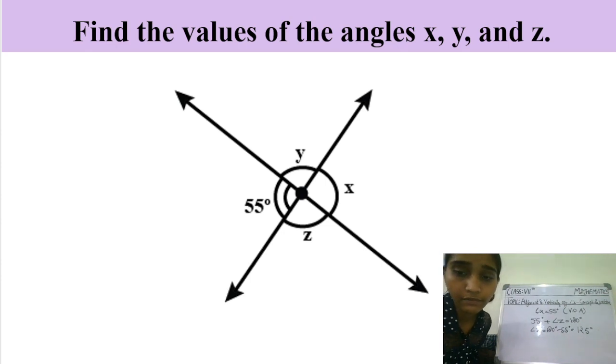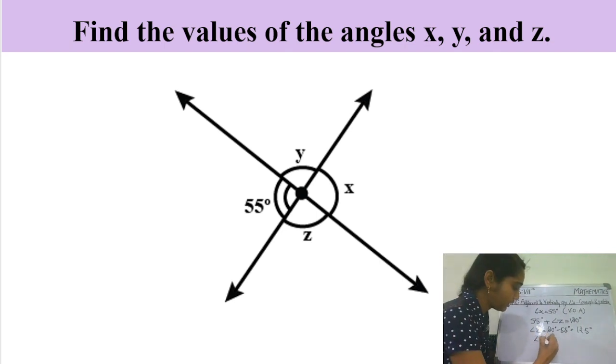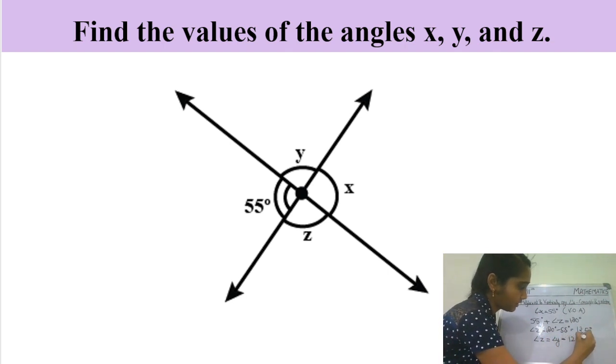Now students, what will be the value of angle Y? Very good. Angle Y is vertically opposite to angle Z. So it will be equal to angle Z only. Angle Z equal to angle Y, which is also 125 degree. Why? Because vertically opposite angles.